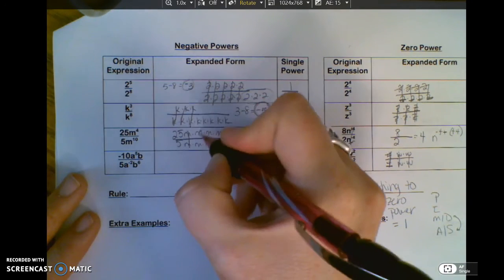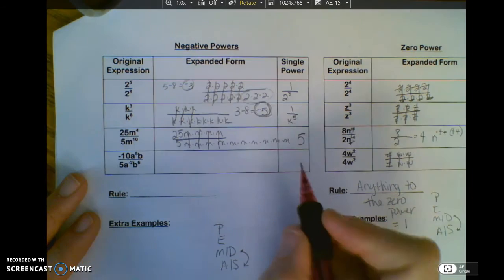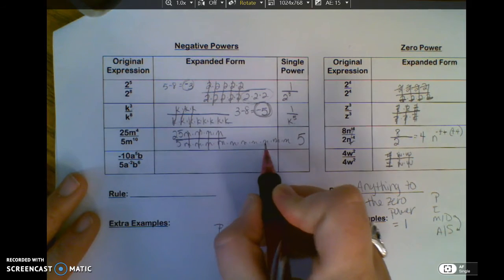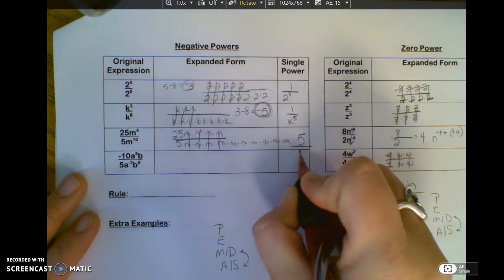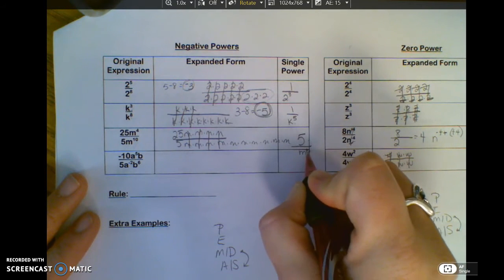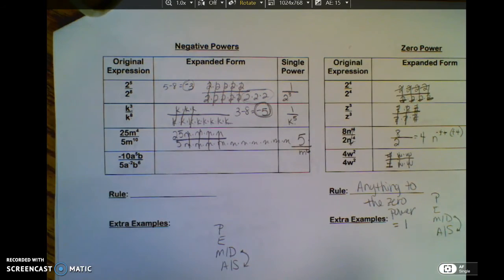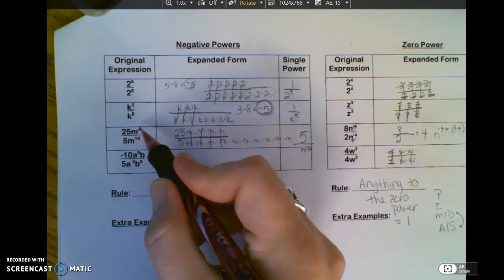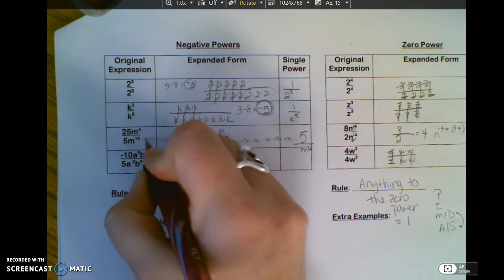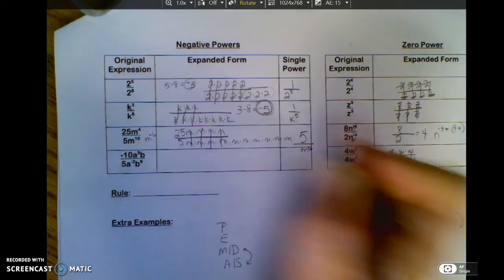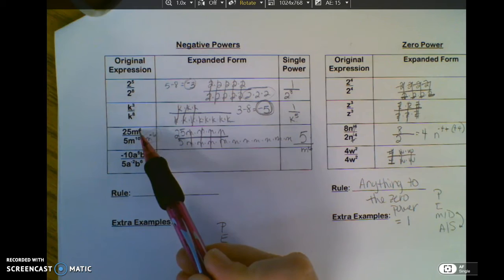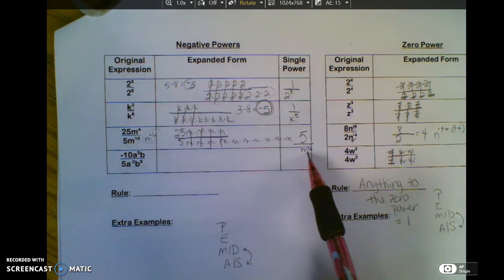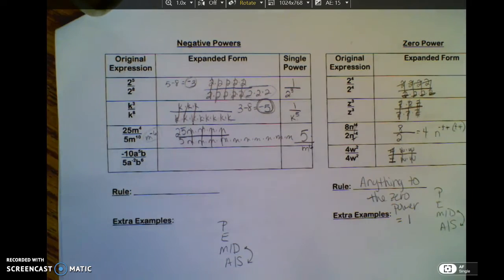Notice m divided by m will become 1. I have 1, 2, 3, 4, 5, 6 m's, but do you see that they're left in the denominator? So I'm going to have to put them in the denominator. If I had done subtraction, 4 minus 10, I would have had an m to the negative 6.